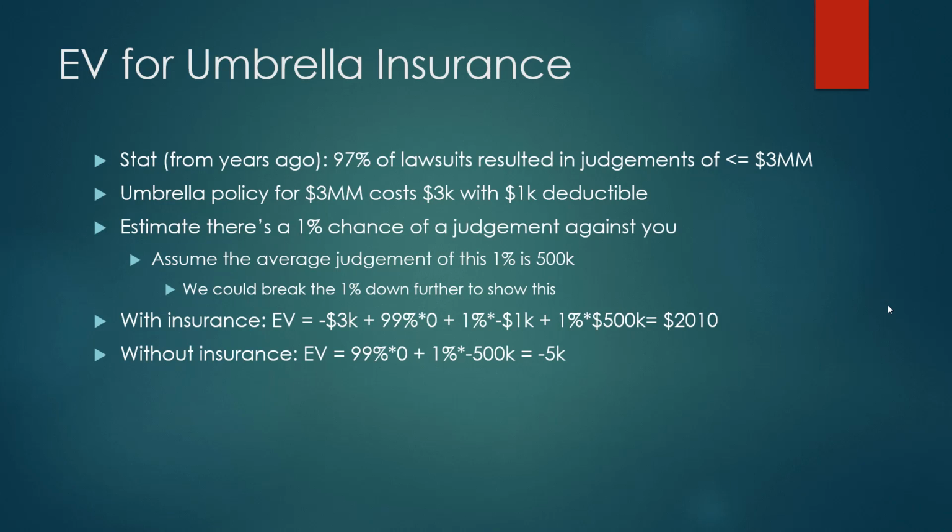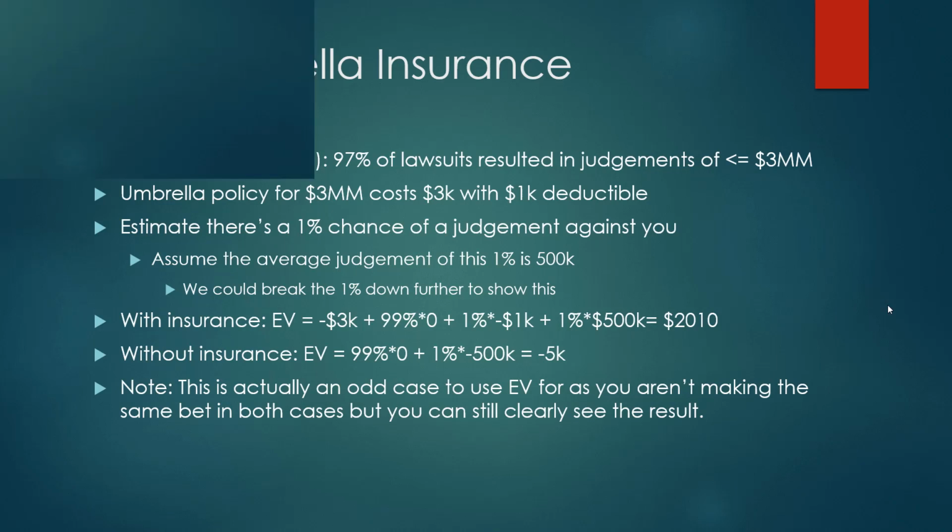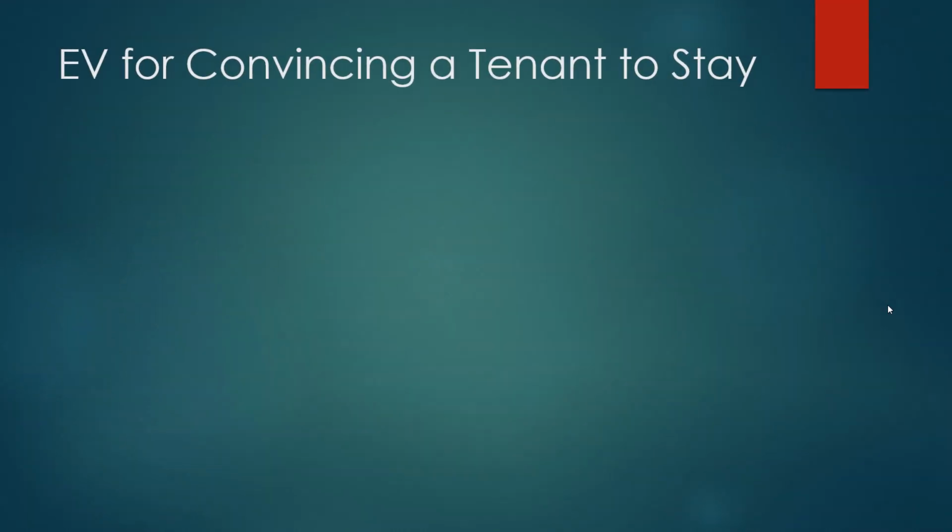Which one should you pick? Insurance. You should have insurance. Brian, should you have insurance? Absolutely. So this is actually an odd case. This slide probably took me longer than any other slide because it's weird to use for EV, because you're not making the same bet in both cases. In one, you're actually buying an insurance policy and you have a deductible. In the other one, you're not. So you're not making the same bet to get a different return. It's a little weird for EV, but James really wanted me to put this in this presentation, so I did.